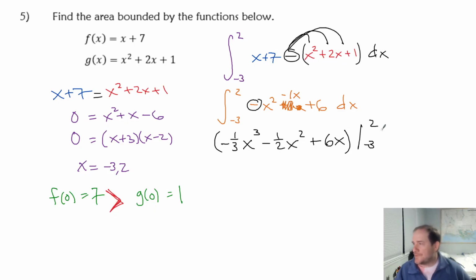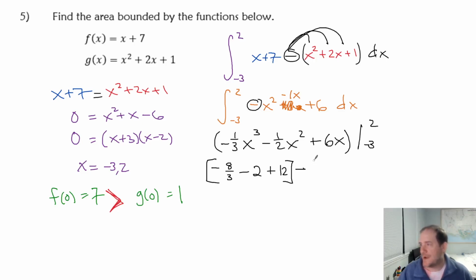And again, these numbers should be small enough that you can do this by hand. So 2 cubed is 8, so you get -8/3. Minus a 2 squared is 4, and half of 4 is 2. And 6 times 2 is 12. So there's that. Then we're subtracting from that what we get when we plug in -3.